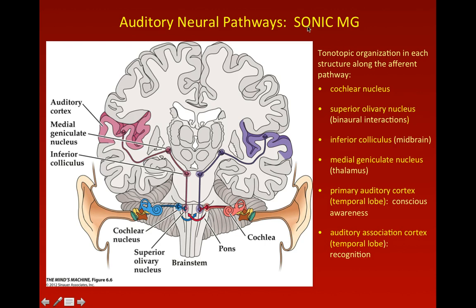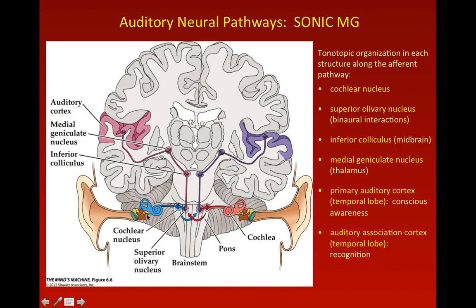If you remember the mnemonic device, Sonic MG, you will always remember that the stops in the brainstem are the superior olivary nucleus, SON, then the inferior colliculus, the IC, and then the reason that there is a space, and this is a separate word, is that we are now leaving the brainstem and going to the medial geniculate nucleus of the thalamus. And then always from the thalamus we go to the primary auditory cortex.